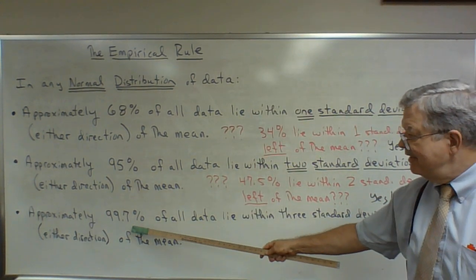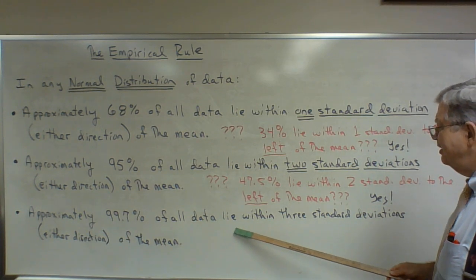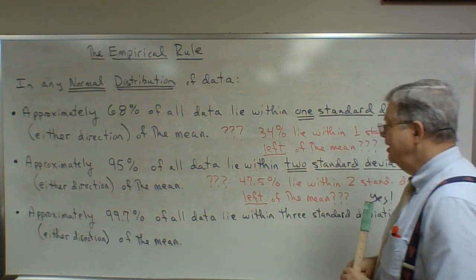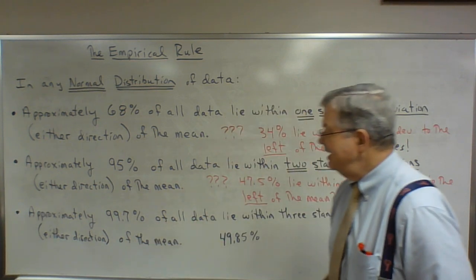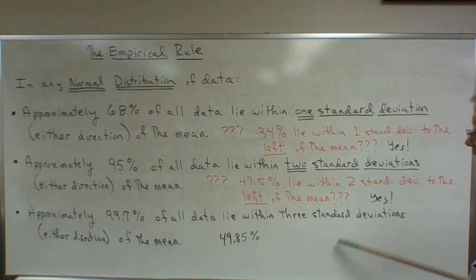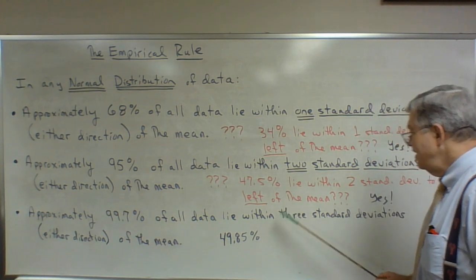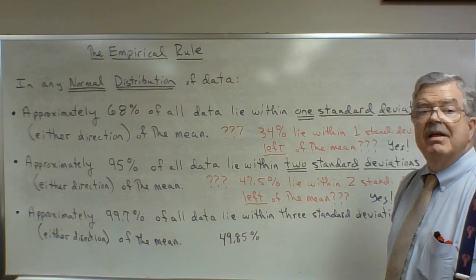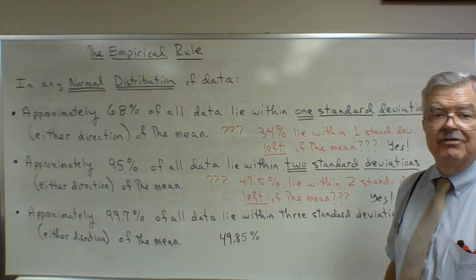And down here, could I take half of this 99.7? And what is that going to be? 49.85% of all data lie within 3 standard deviations to the right of the mean? Yep. And maybe I'll write that down. 49.85%. That's half of 99.7%. Can I say that 49.85% lie within 3 standard deviations to the right of the mean? Yep. Can I say that half of this, 49.85%, lie within 3 standard deviations to the left of the mean? Yep. So we should be alert to the fact that we can use the symmetry of the normal distribution in this way.